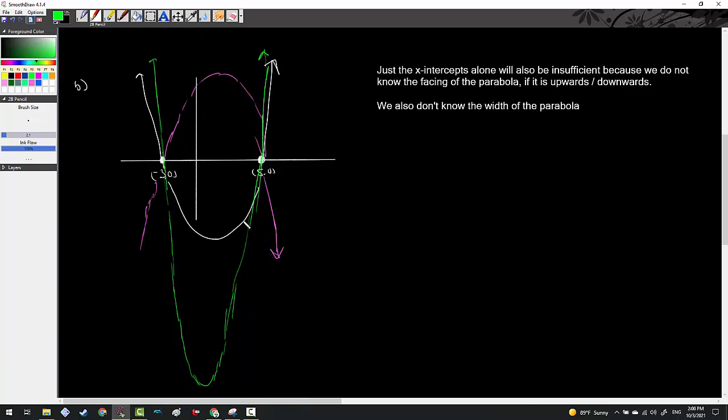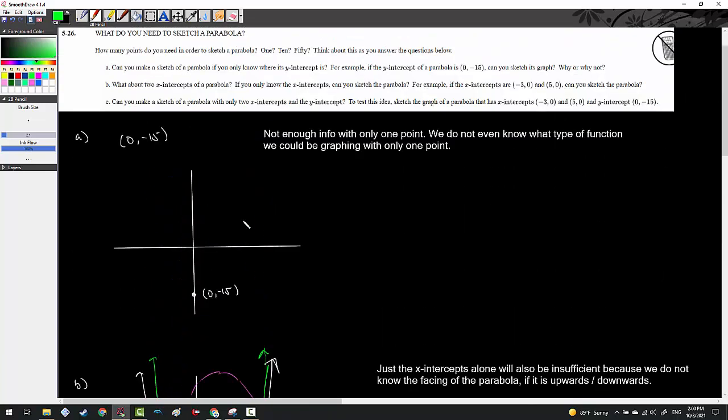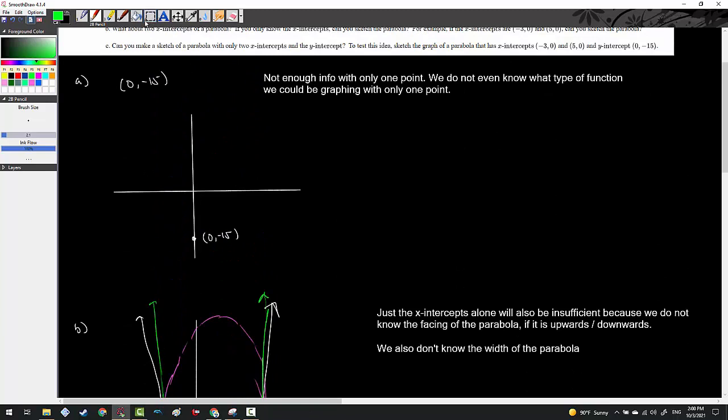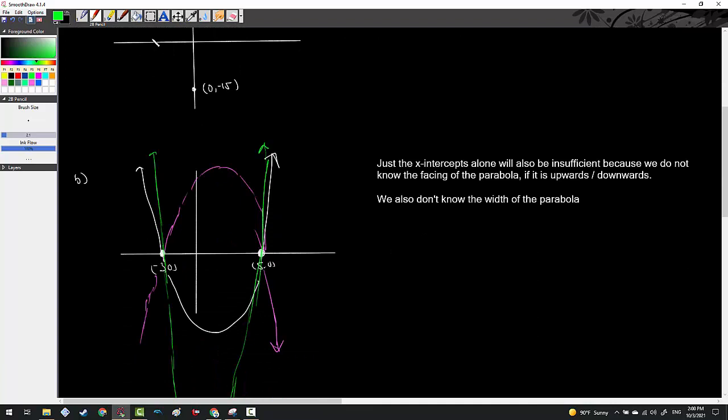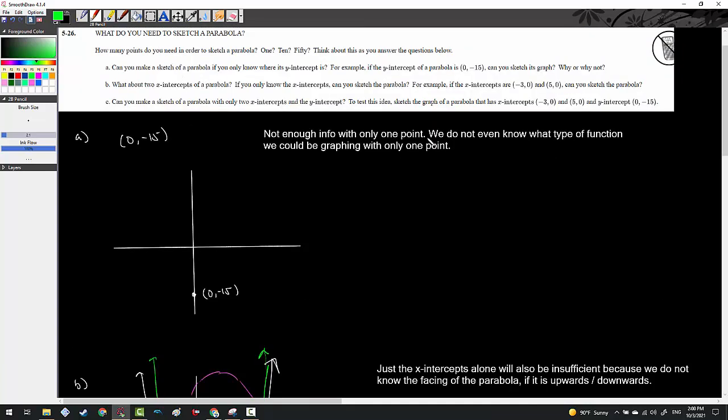So we're getting closer. And then the last one says, can you make a sketch of a parabola with only two x-intercepts and a y-intercept? And I think this one might actually be it. So we're going to combine both ideas. So the x-intercepts given in part B and the y-intercept given in part A. So let's take a look at what that looks like.